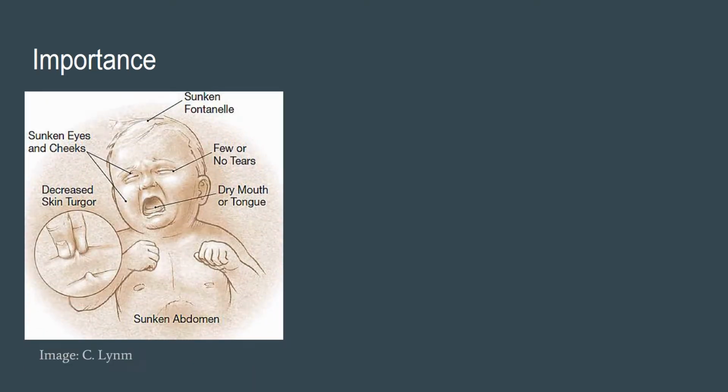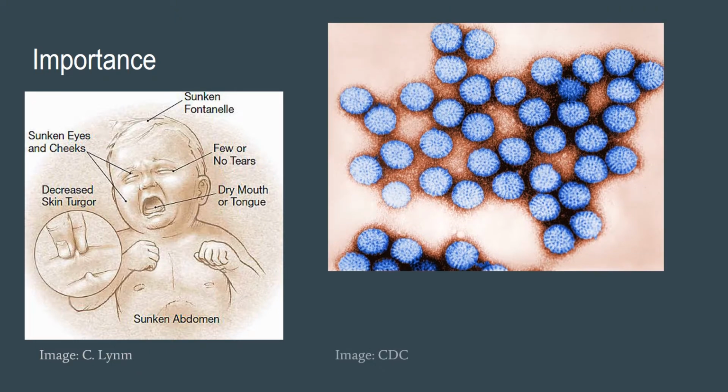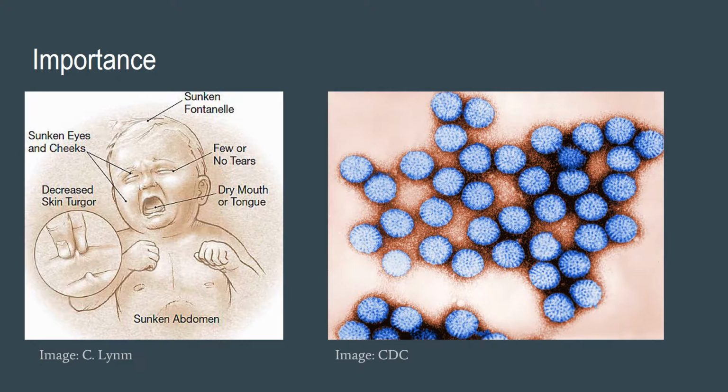Rotavirus is a contagious virus that causes inflammation of the stomach and intestines. It infects many children under the age of 5 and can cause fatal dehydration if not properly treated. Up until recently, the details of rotavirus biology have been limited by the inability to study the polymerases in the virus. On the left is an illustration of the symptoms of rotavirus, and on the right is a transmission electron micrograph of intact rotavirus particles.